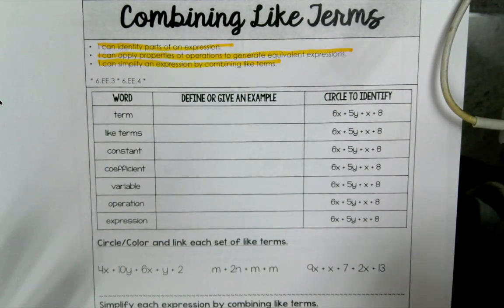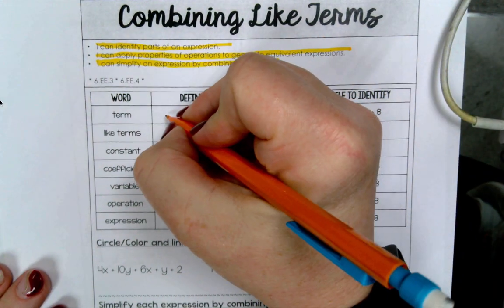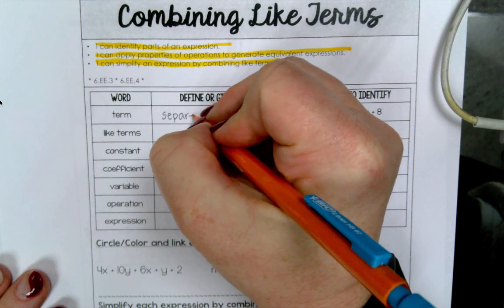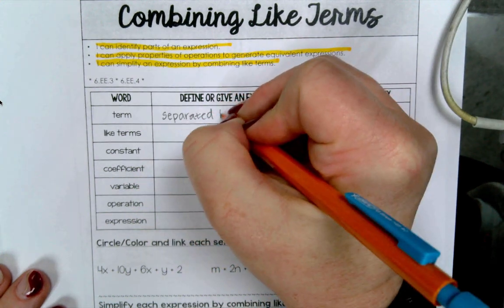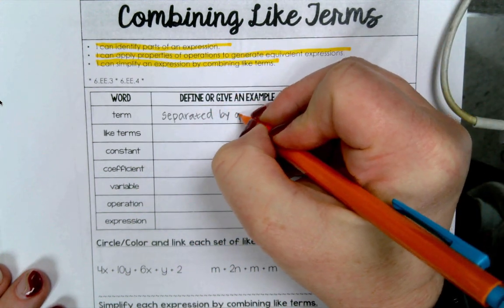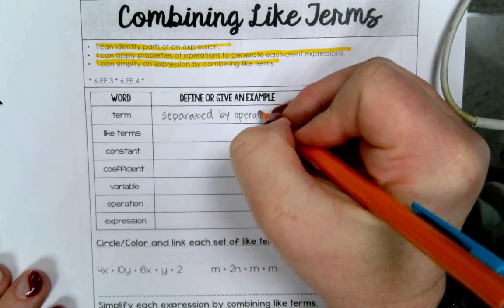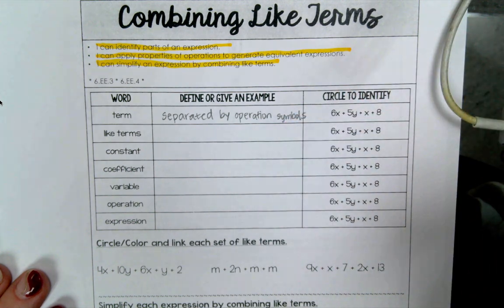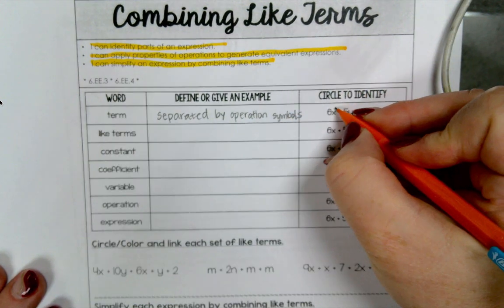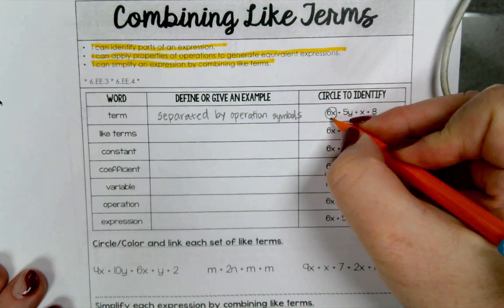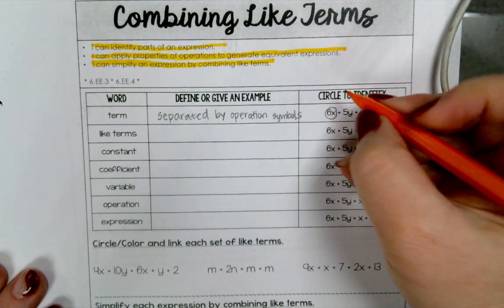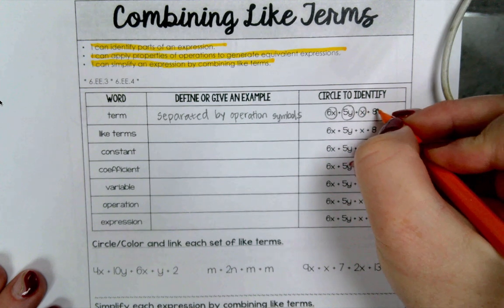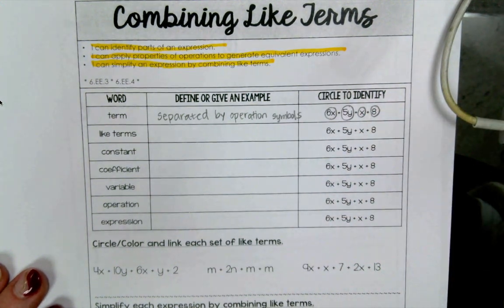A term is separated by operation symbols. Okay, so we're going to circle those. So 6x is a term because 6 and my variable x are kind of glued together. That's a term. 5y is a term. x is a term. 8 is a term.